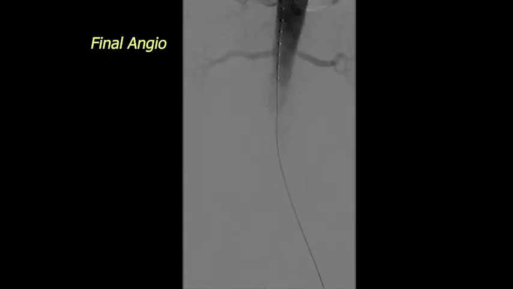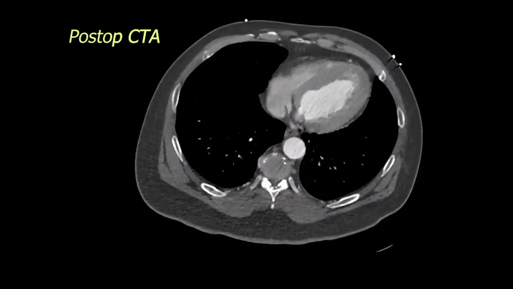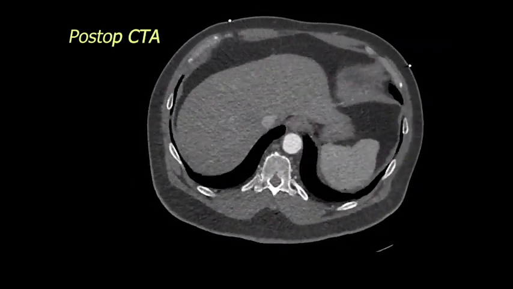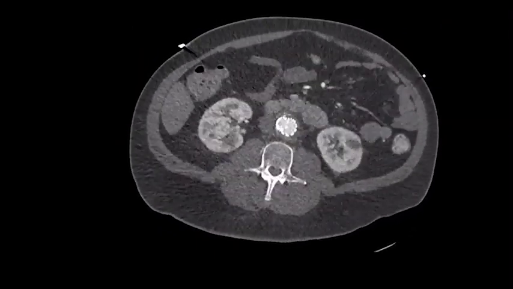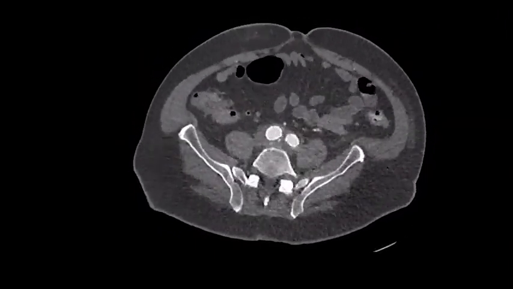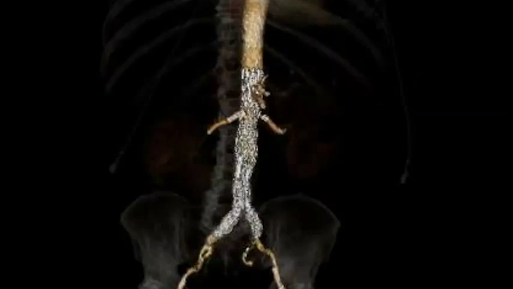And this is the final angiogram. And then the completion CT scan. There's no evidence of endoleak and preservation of target vessels with only 2 visceral artery stenting. And this is the 3D reconstruction of our repair.